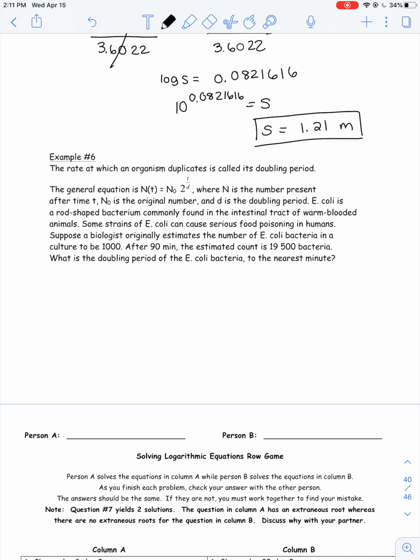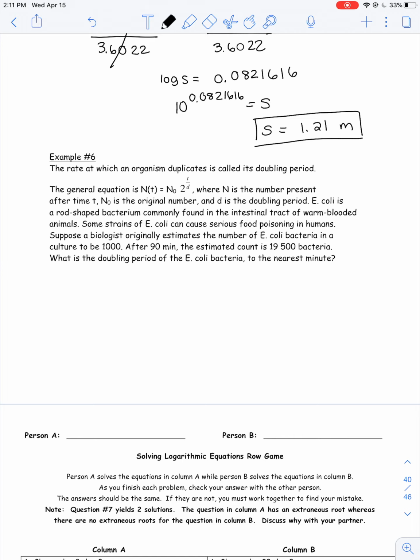So they're giving us that some strain of E. coli can cause serious food poisoning in humans. Suppose a biologist originally estimates the number of E. coli bacteria in a culture to be 1,000. So that's going to be your N0, your starting amount. Then we know that after 90 minutes, the estimated count is 19,500 bacteria. We want to know what the doubling period is. So we want to know what D represents.